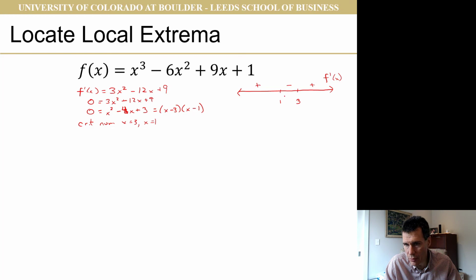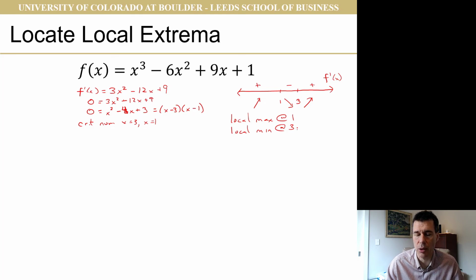Okay, so what does this mean? We've drawn a number line for our first derivative. We know the first derivative is 0 at 1 and 3. We know the function is increasing below 1. We know the function is decreasing from 1 to 3, and we know the function is increasing from 3 on up. What does that mean? Well, we can just see here, right? If it's increasing and then decreasing, then we've got a local max at 1. Decreasing then increasing, that's a local min at 3. So we found our local extrema. The local extrema, of course, is f of 1 or f of 3. I'm not going to bother plugging those in and calculating those.